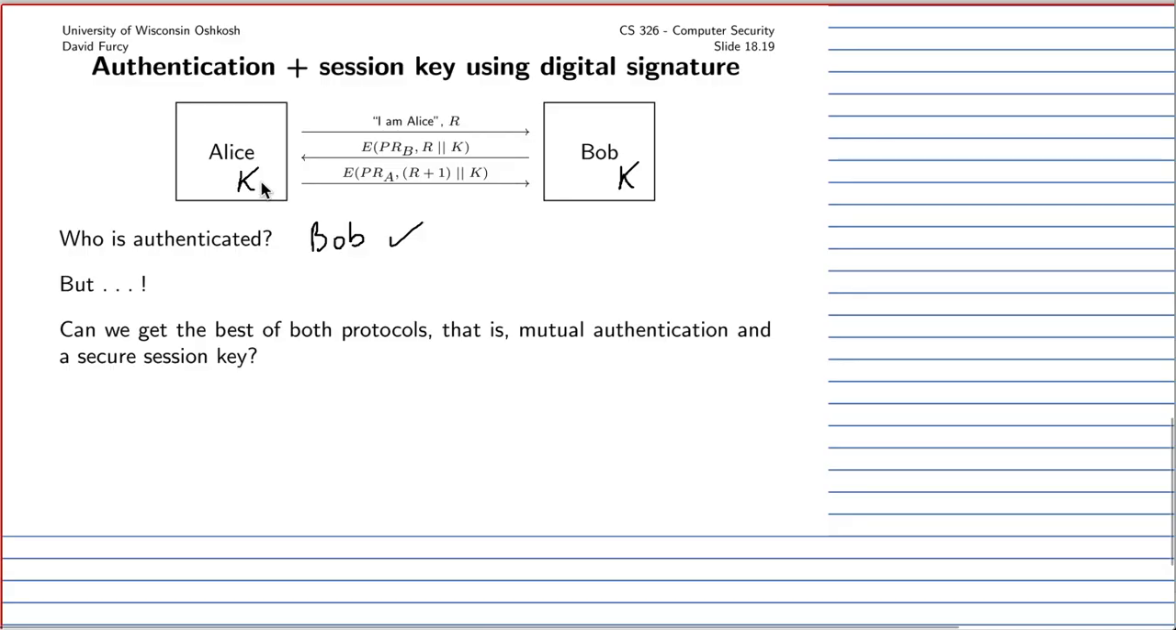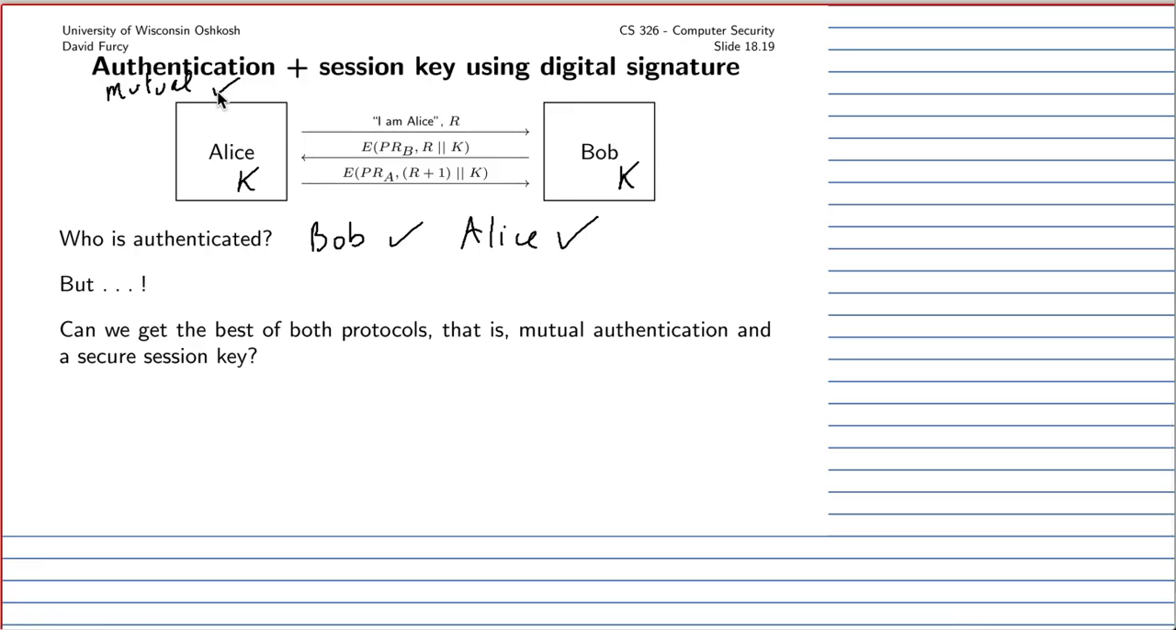So again, the nonce can be used to prevent replay attacks. And then Alice is going to take the R and the K, put together a new message, and encrypt it using her own private key, meaning she's going to sign this message and send it to Bob. So Bob is also going to be convinced that Alice is the person on the other end because she was the only one who was able to encrypt the key K. So Alice is also authenticated. So the advantage of this protocol is that both parties are authenticated. So here we have mutual authentication, which is different and better than the previous protocol.